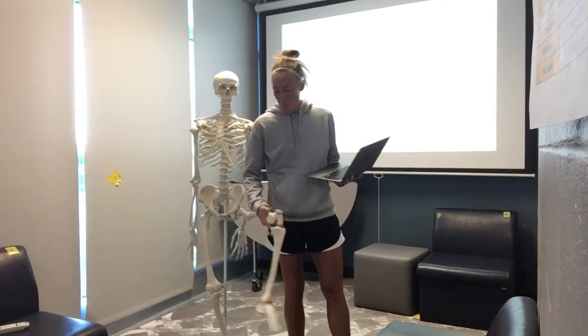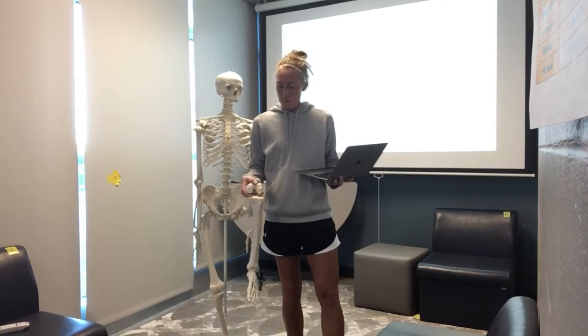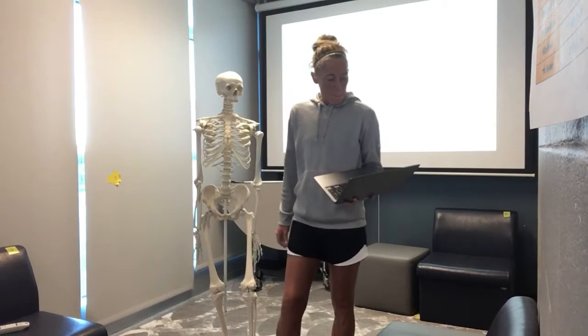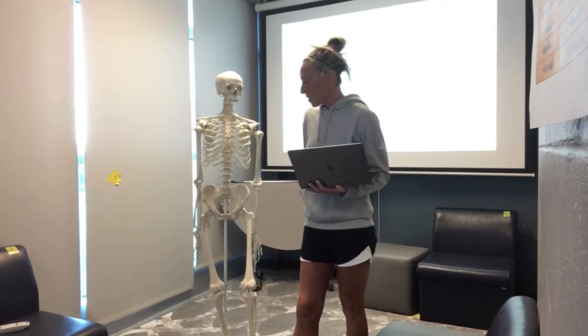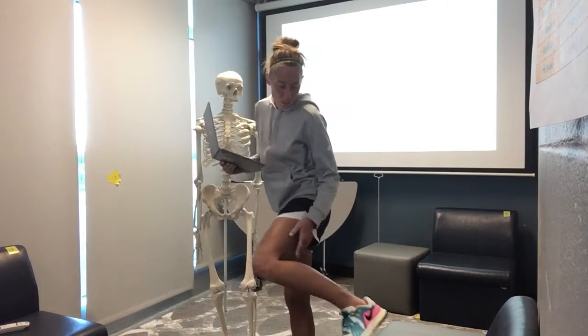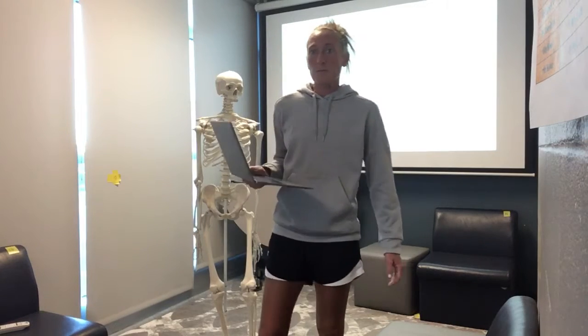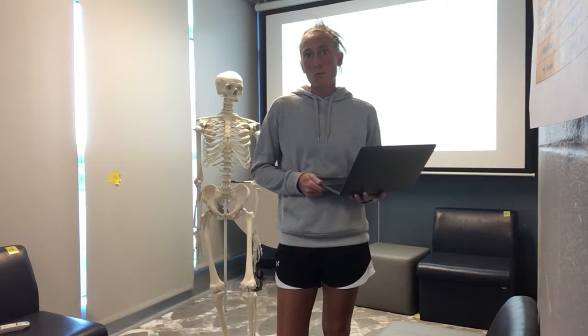Number 8, this attaches bones to bones. So the femur is attached to the tibia by what? Number 9, attaches muscles to bones. So we have the gastrocnemius and the soleus that come down and attach into our foot. What is that? Attaches muscles to bones.